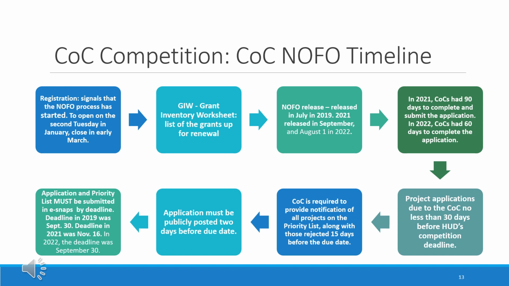In 2021, CoCs had 90 days to complete and submit the application. However, in 2022, CoCs had only 60 days to complete and submit the application. Within that window, project applications are due to the local CoC no less than 30 days before HUD's competition deadline. The CoC is required to provide notification no less than 15 days before the due date of all projects accepted or reduced for the CoC's priority list, along with those rejected. The priority list is the list of projects that will be submitted to HUD.